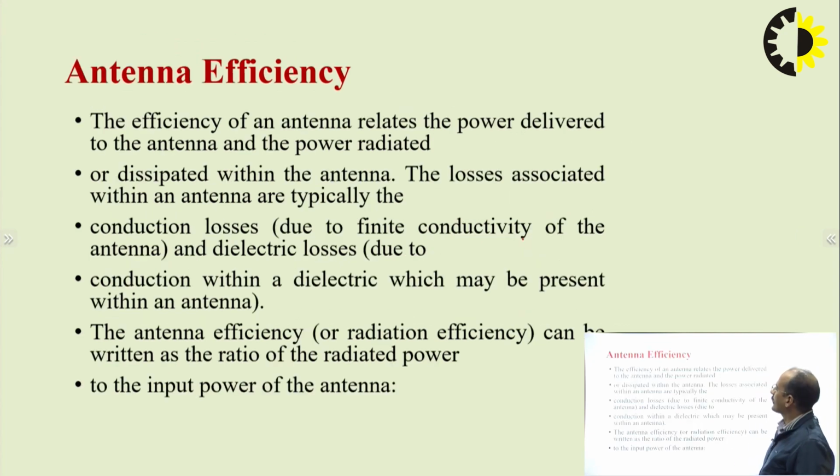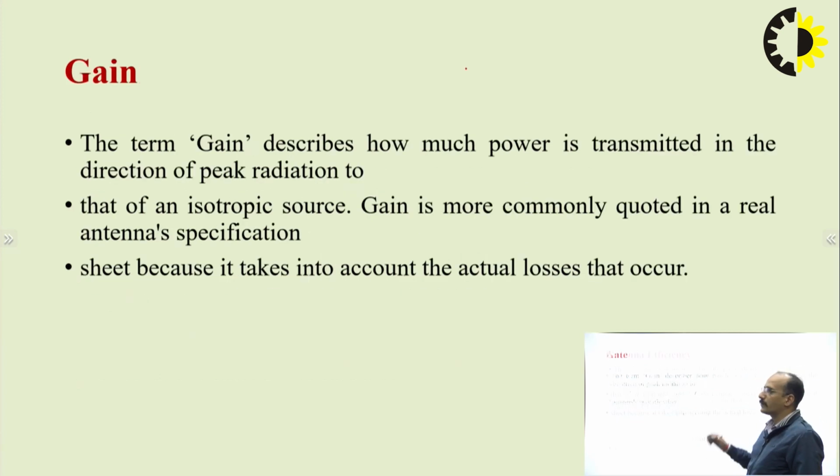Then the efficiency of antenna. The second point is antenna efficiency. The efficiency of an antenna relates the power delivered to the antenna and the power radiated. It means if you give an antenna X power and the radiated power is Y, then the ratio between X and Y is the antenna efficiency. So these all are the points related to the antenna design.